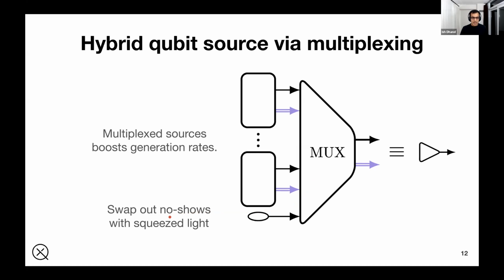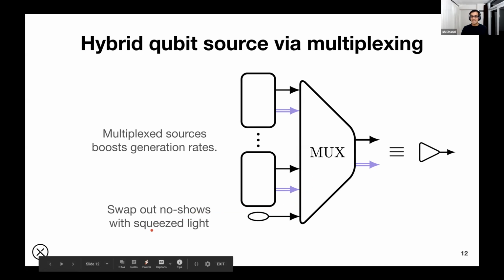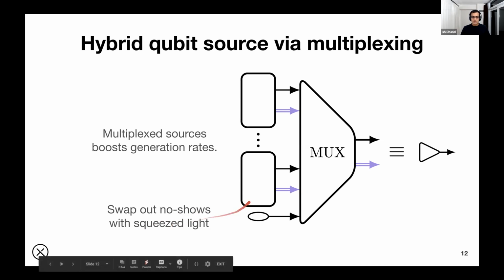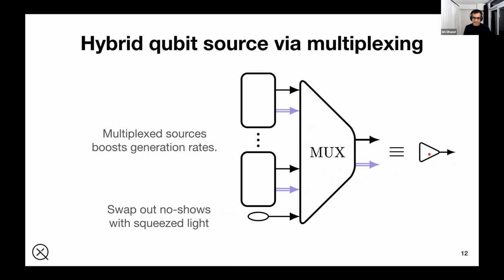We show that every time there's a no-show, you replace this qubit with squeezed light. And this still allows us to carry on with the rest of the architecture. So now this multiplexer becomes our hybrid qubit source. It shoots out pulses of light. Each pulse is either a GKP state with some probability or a squeezed state with the remaining probability, but we know which pulse is which. Okay, we have our qubit source now.